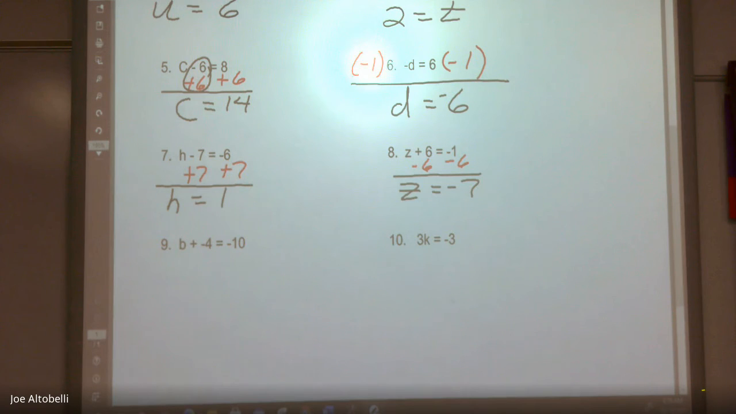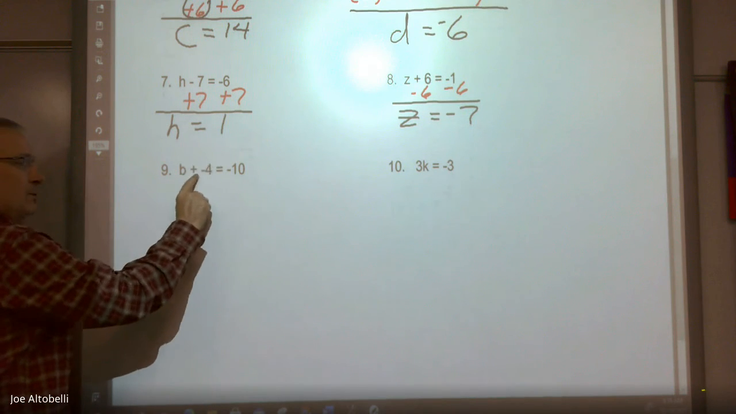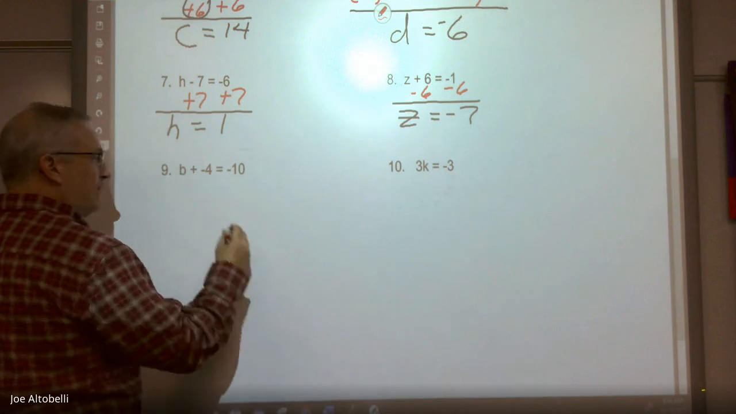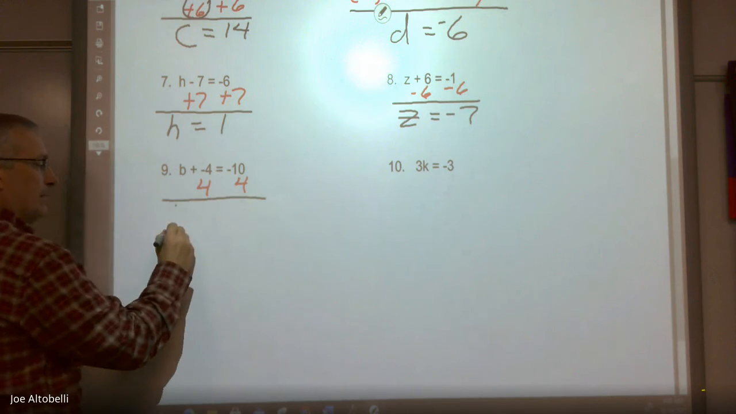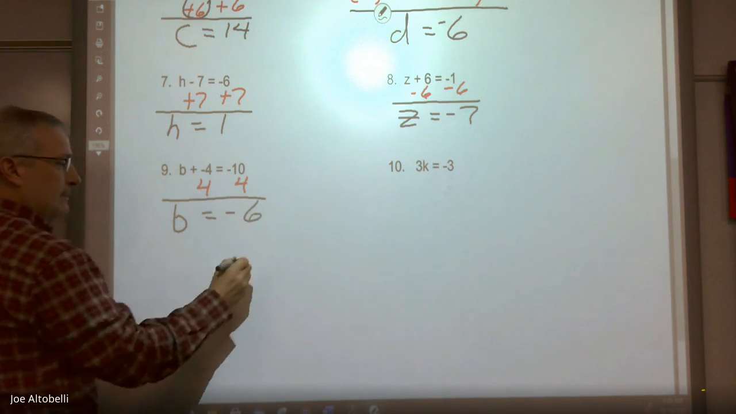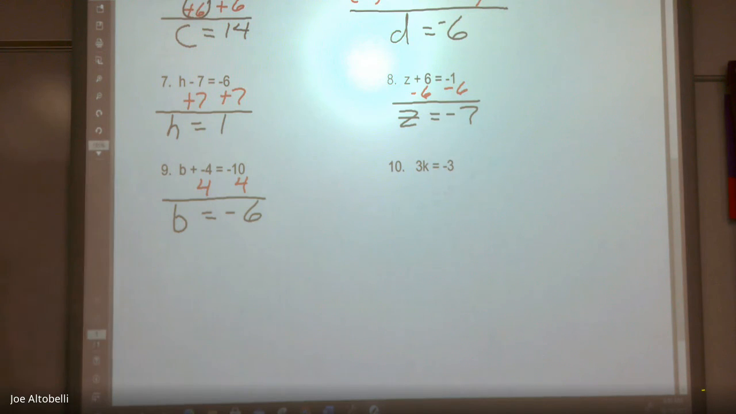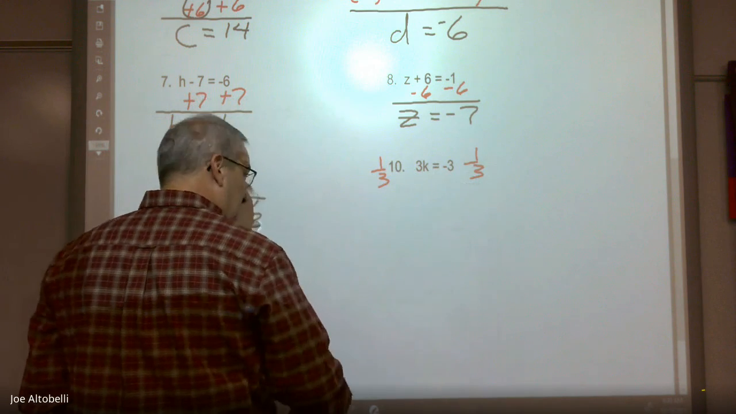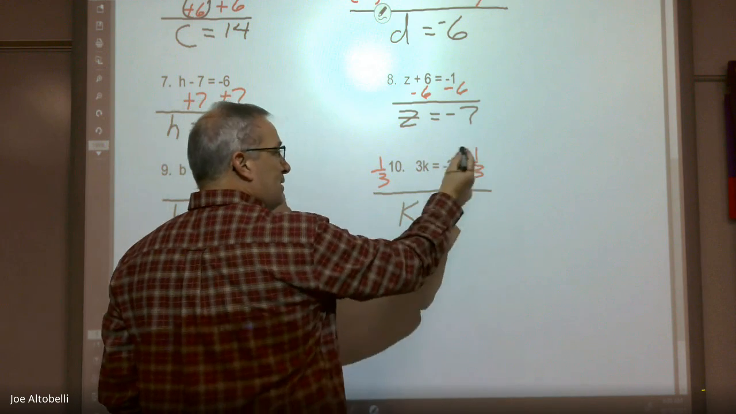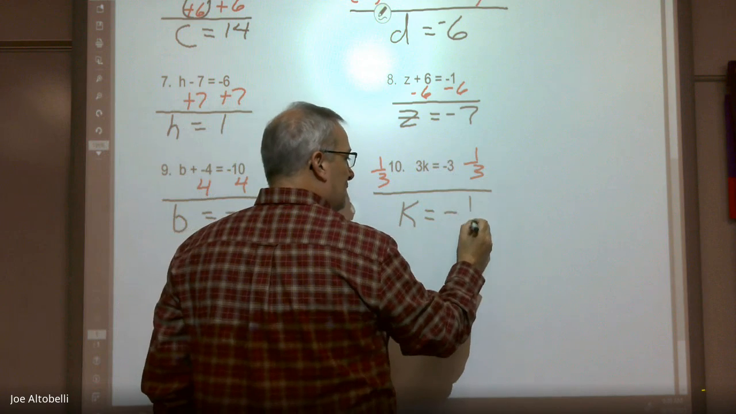Number 9, add or multiply? Add. What are we going to add? 4. Very good. You have to understand, what do I have to do to get this to be 0? We have to add 4. So it is B equals, and then -6. And number 10, add or multiply? Multiply, and what are we multiplying by? 1/3. So you get K equals, make sure when you do that, you get -1.